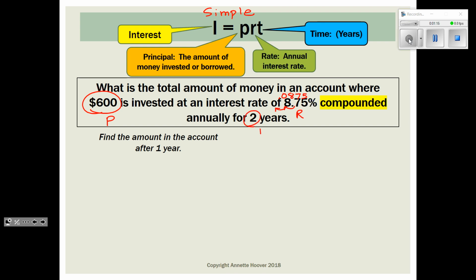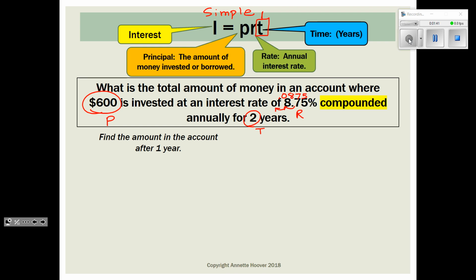Here's the time. Now, this is not simple interest, so we cannot just plug these numbers into our simple interest equation to find the answer. So what we're going to do is use the simple interest equation, but we have to do it 1 year at a time. So our time is just going to be 1 year, and then we can't do 2 years at a time with this particular equation. So let's find the amount in the account after 1 year.